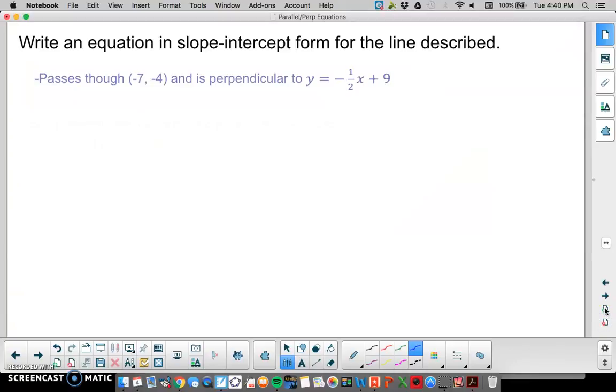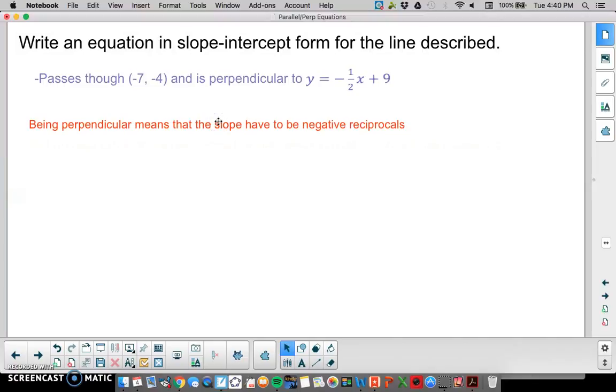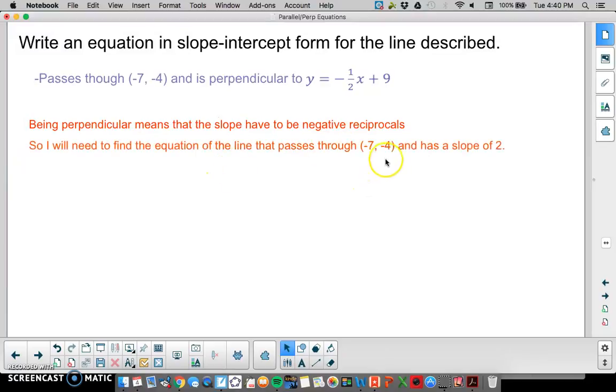In this problem, we're going to find the line that passes through negative 7, negative 4, and is perpendicular to y equals negative 1/2 x plus 9. Well, because we know they're going to be perpendicular lines, we know we have to have the negative reciprocal of the slope of the line we're given. So I'm going to use the point negative 7, negative 4, and I'm going to use a slope of 2 because that is the negative reciprocal of negative 1/2.